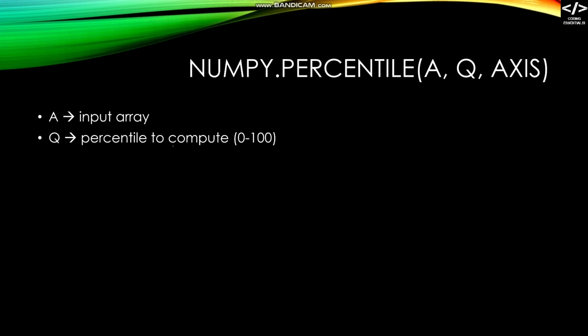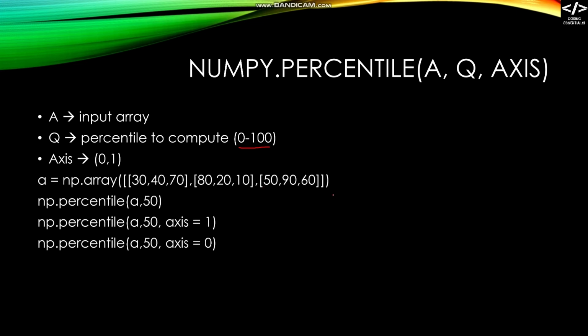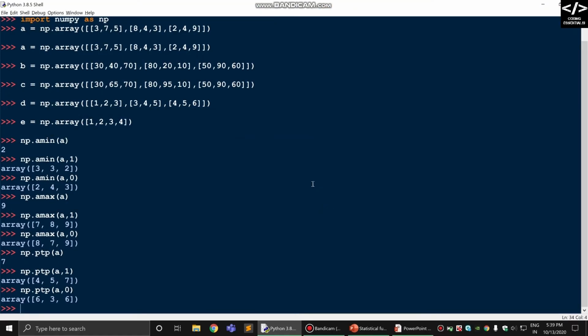So moving on to percentile. It has 3 arguments. The first one is the array, the second one is the percentile to compute, which should be between 0 and 100, and the third one is the axis, either row or column, 0 or 1. So let's take this array, so that is the b array.